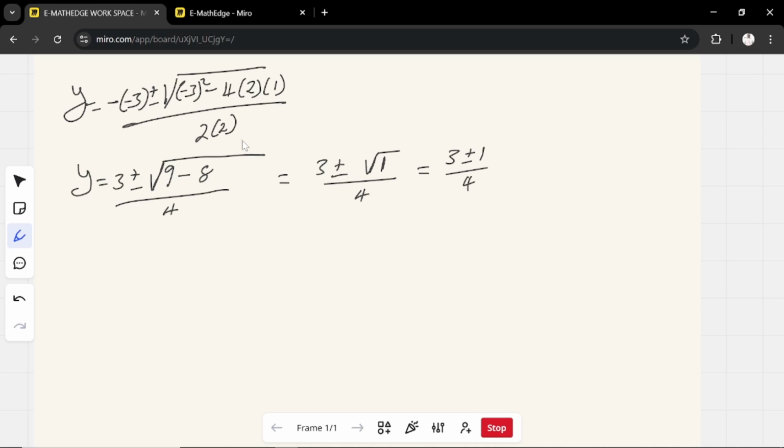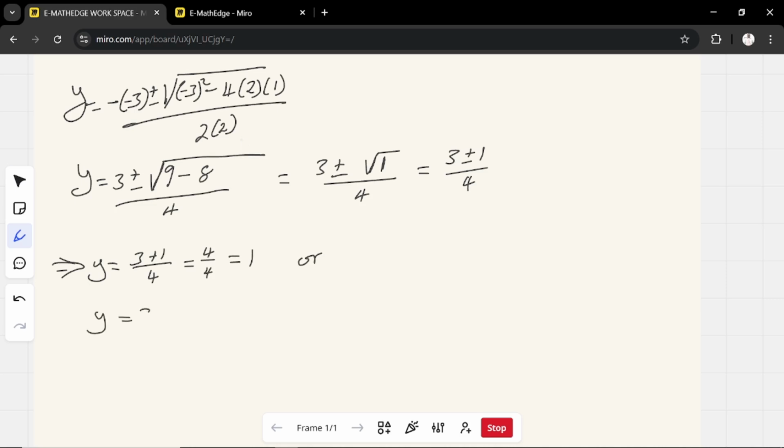Now, this is going to give us two different values. This simply means that y is going to be 3 plus 1 all over 4, which is the same thing as 4 all over 4, which is the same thing as 1.